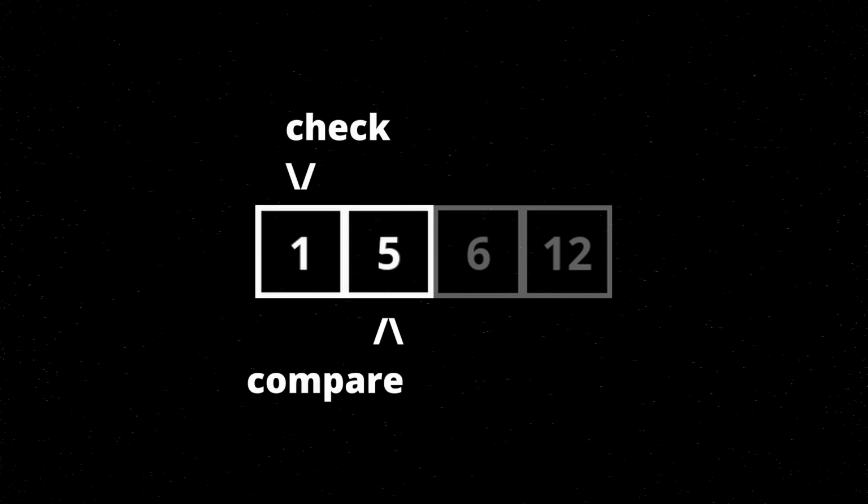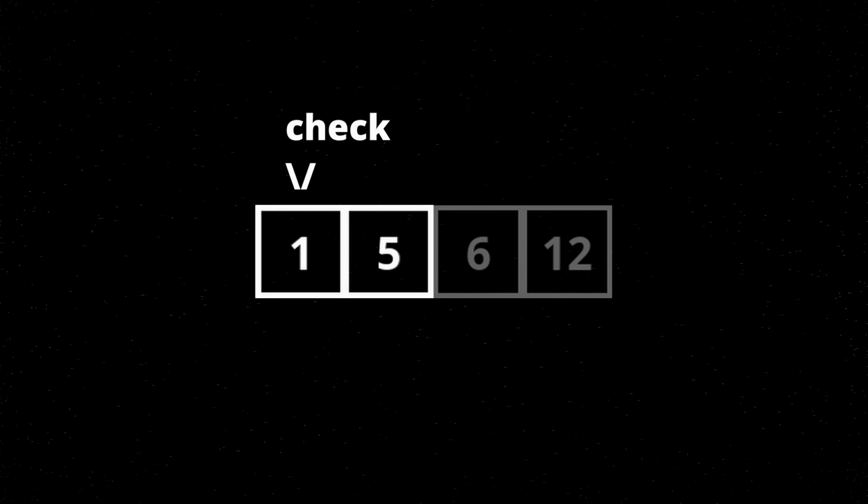At this point, we can see that the array is sorted, but the algorithm doesn't know that, so we have to do one more iteration, which is just the comparison between the first two values, since we know that 6 and 12 are in sorted order. Since 1 is less than 5, the algorithm knows that the array is sorted, and it can now stop.